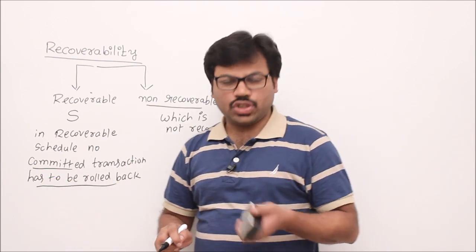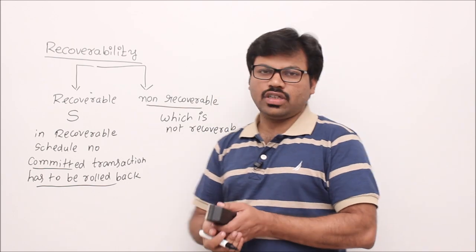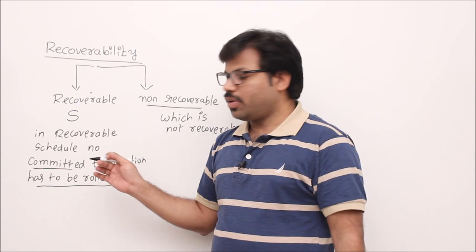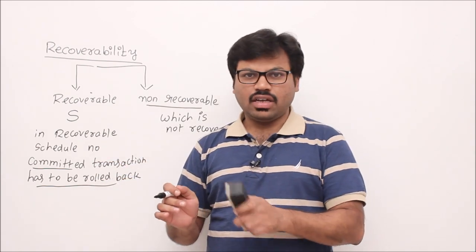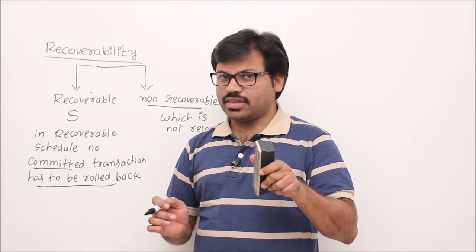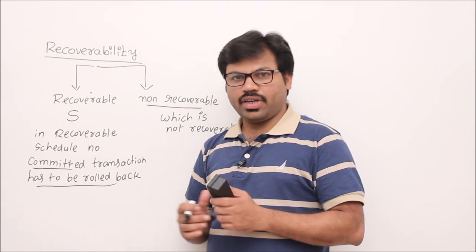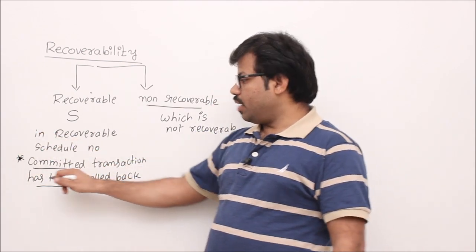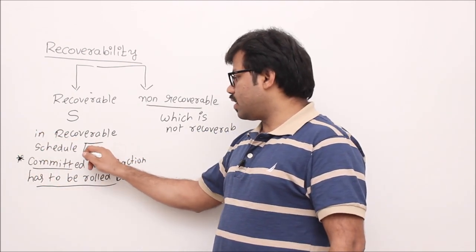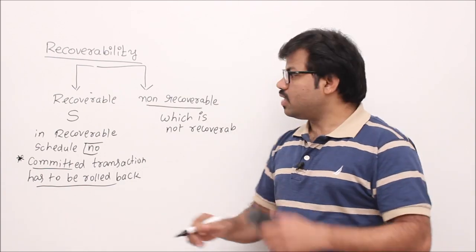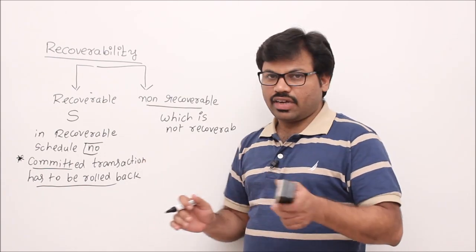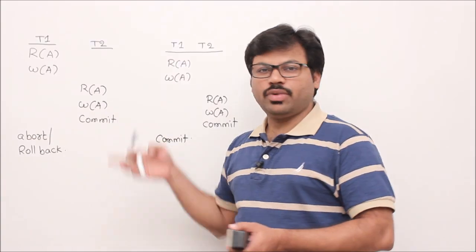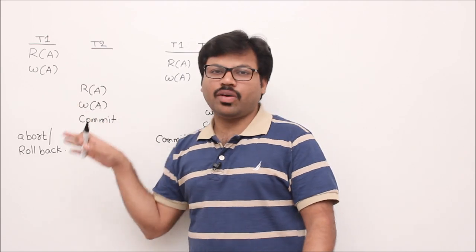Why do you get that kind of situation? For example, to have a consistent database, sometimes you have to cancel some transactions, and sometimes you might need to cancel committed transactions. If that happens, then this condition will be violated. Remember, this is very important: no committed transaction needs to be rolled back. We'll see some examples and check whether those schedules are recoverable or not.